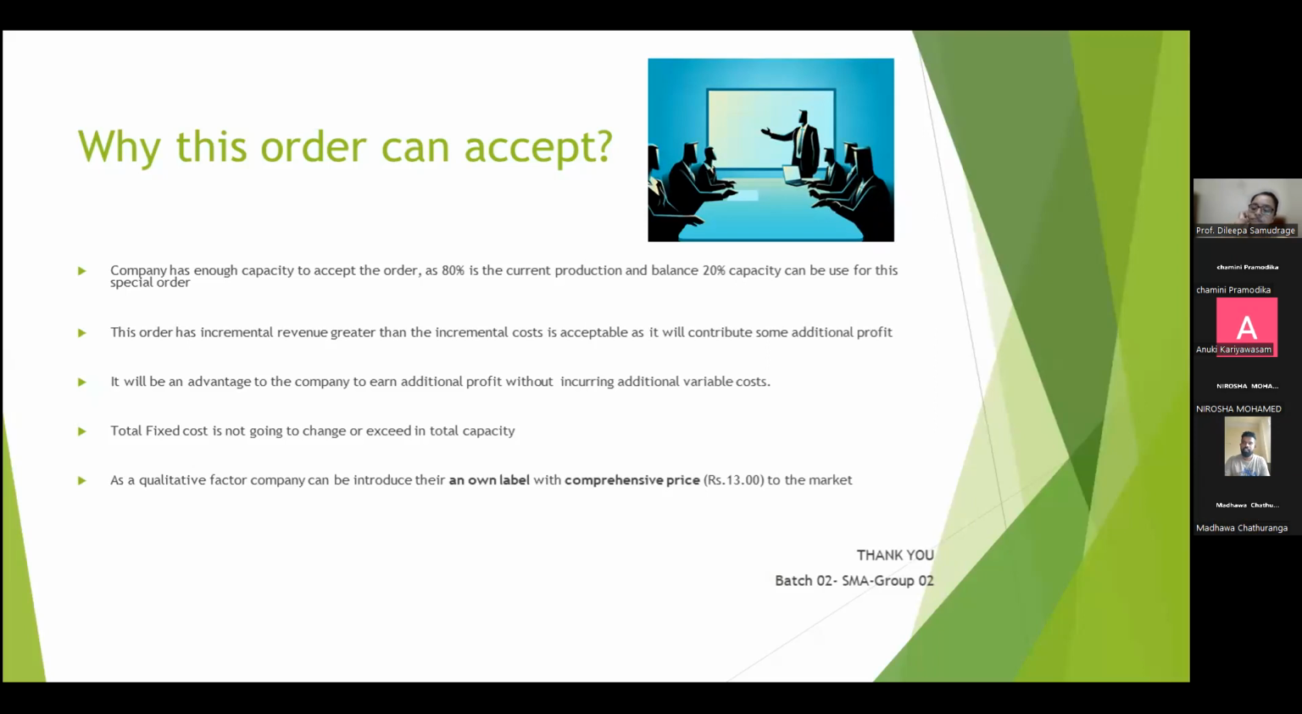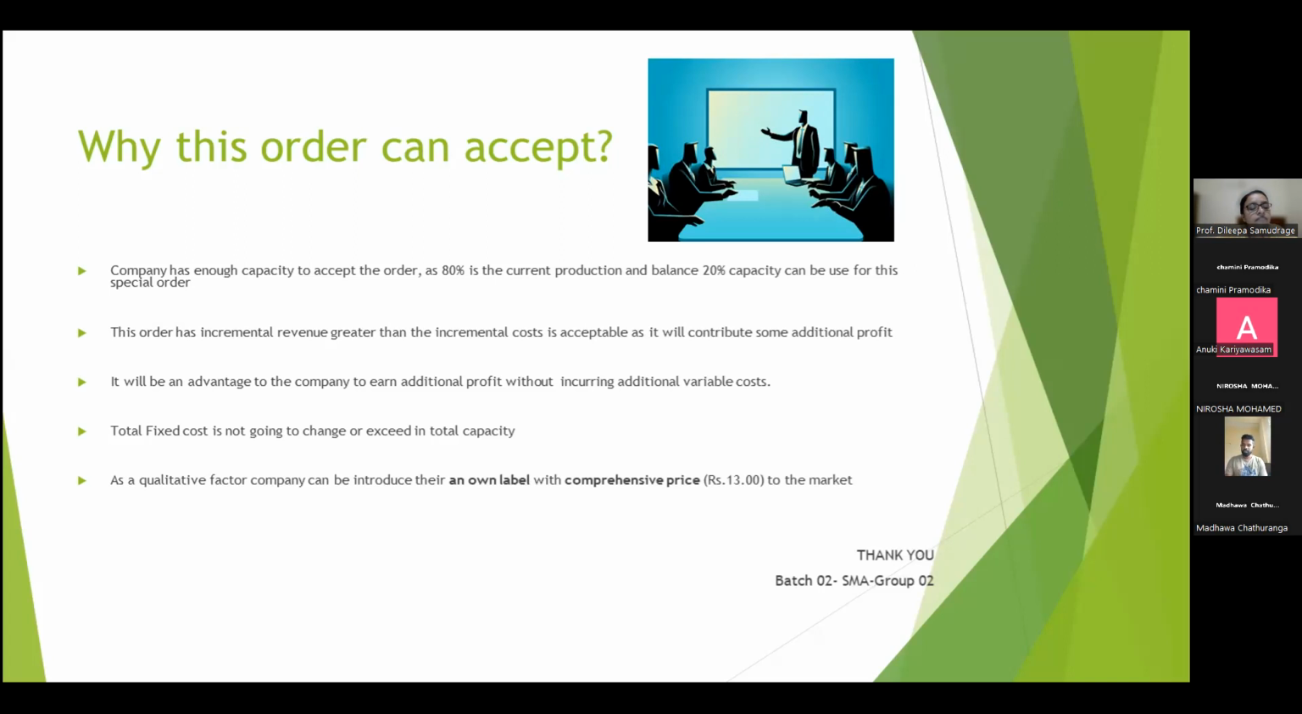As Madhav explained, the company decided to accept this order based on these criteria and factors. The company is running at 80% of capacity, so there is another available capacity of 20%. We can utilize that capacity to produce this special order. That means the fixed cost remains unchanged, so we only have to consider incremental cost and incremental revenue.